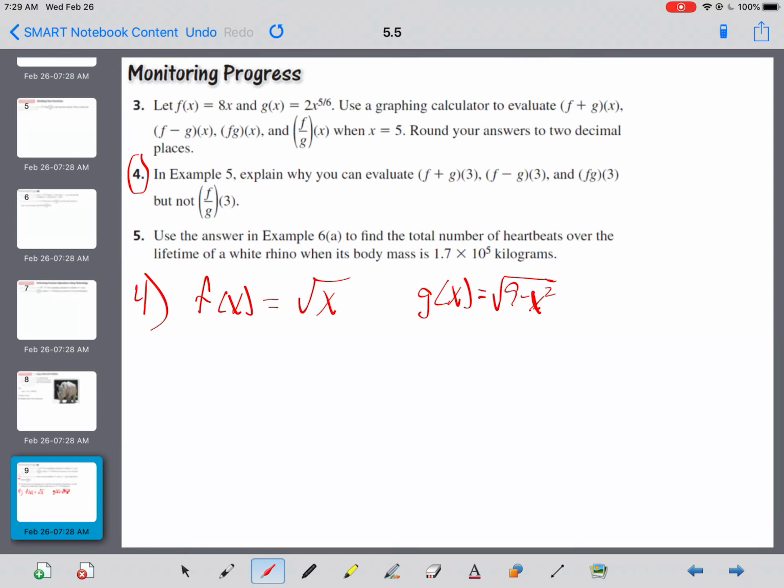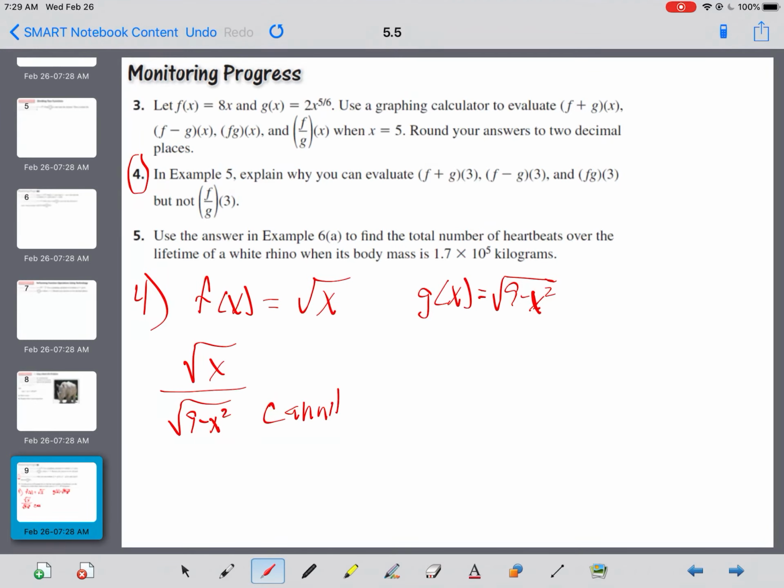And they ask us, explain why you can evaluate f plus g of 3, f minus g of 3, f times g of 3, but not f divided by g of 3. Well, here's what happens. If we take f and we put it on top, and we take g and we put it on bottom, we have to worry about a domain issue.